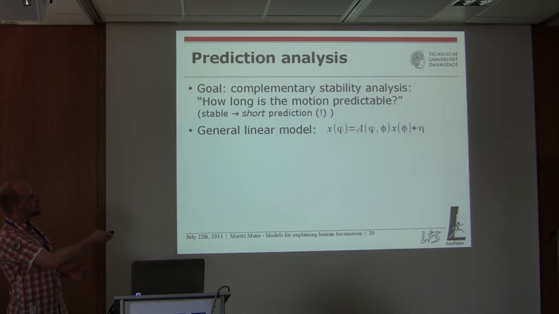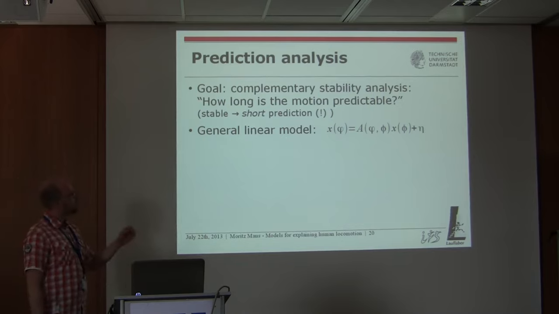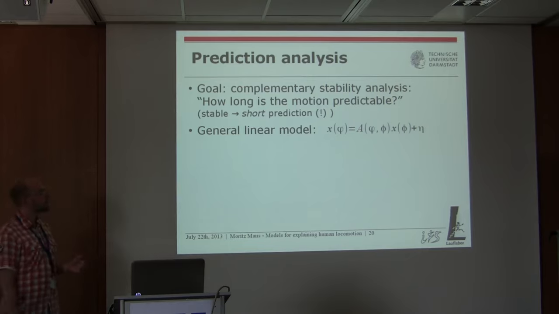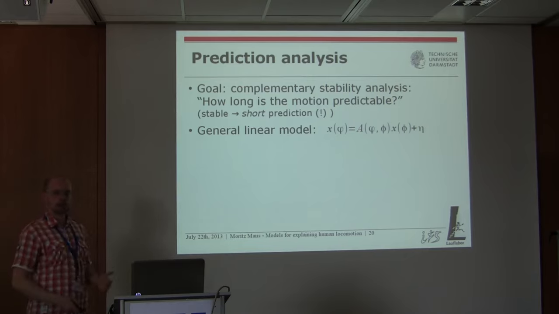We say, starting from our phase big phi, we want to know at some phase ahead how our state will be, given that our state was x. And we have a linear mapping, which is phase dependent. And we also know that there is some noise driving our system.